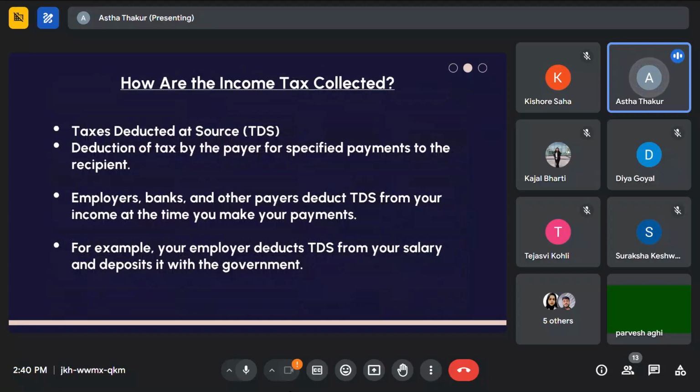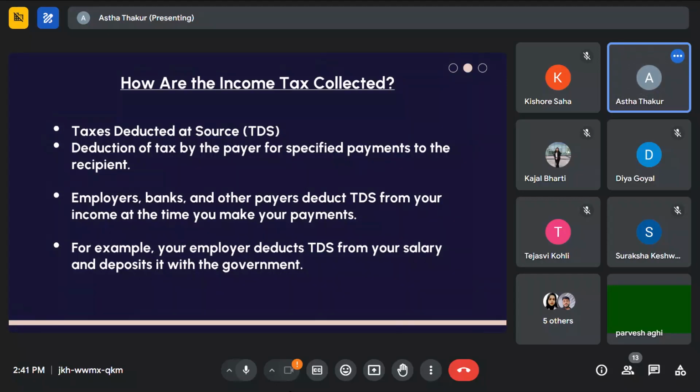So these are some of the ways through which income tax is collected. First one being TDS, the deduction of tax by the payer for specified payments to the recipient. Employers, banks, and other payers deduct TDS from your income at the time they make payments. For example, your employer would deduct TDS from your salary and deposit it to the government.